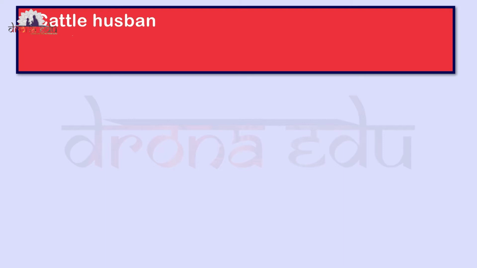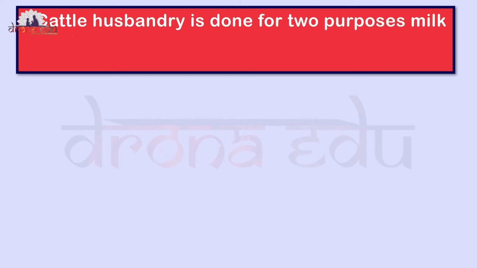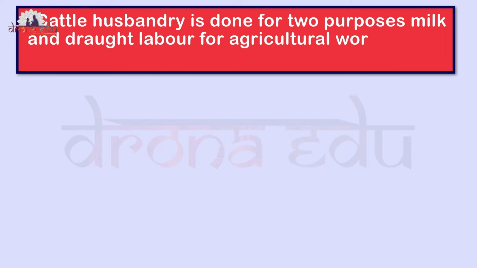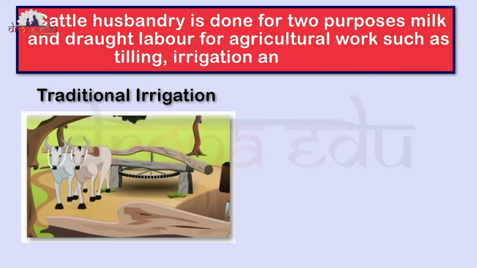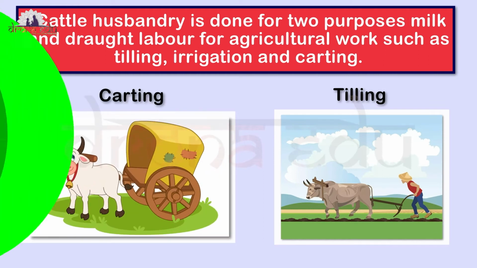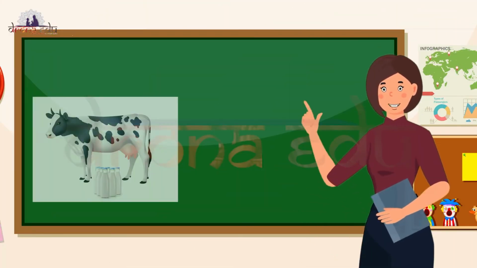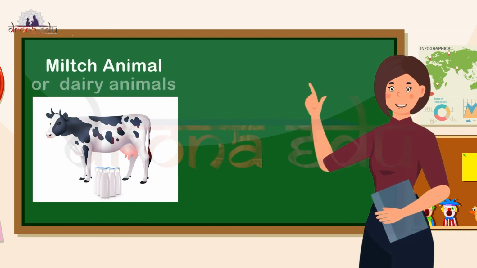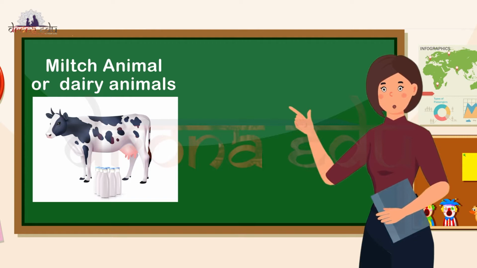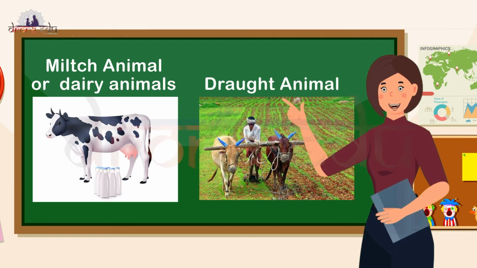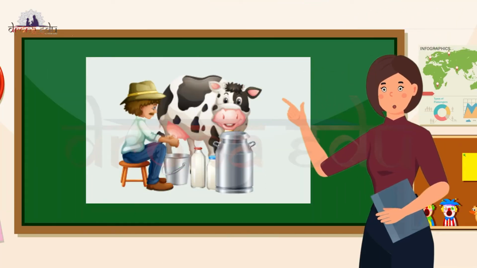Husbandry is done for two purposes: milk and draught labor for agricultural work such as tilling, irrigation, and carting. Milk producing females are called milch animals or dairy animals, while the ones used for farm labor are called draught animals. Milk production depends to some extent on the duration of the lactation period, meaning the period of milk production after the birth of calf.